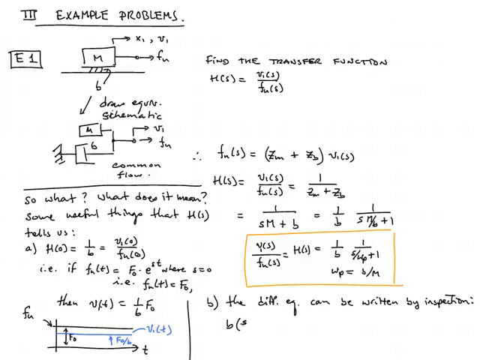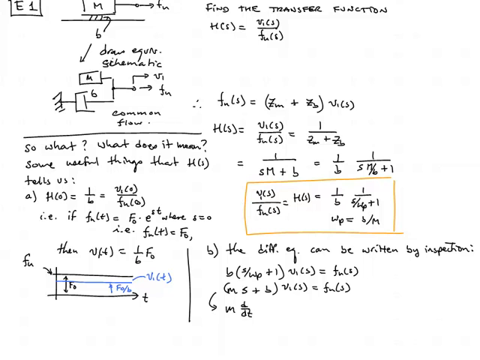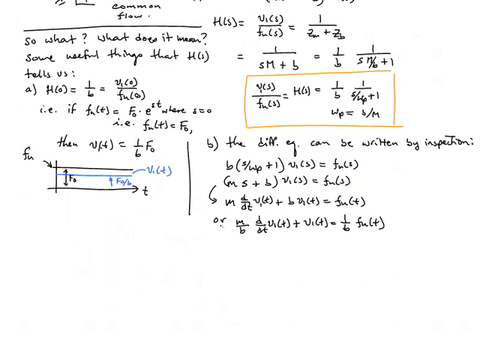So in this case we simply cross multiply, and every time we see the variable s, we replace that with the derivative d/dt, and wherever we see v1 of s, we replace it with v1 of t, and f sub u of s we replace with f sub u of t. And so this is another way to quickly arrive at the differential equation for the system.